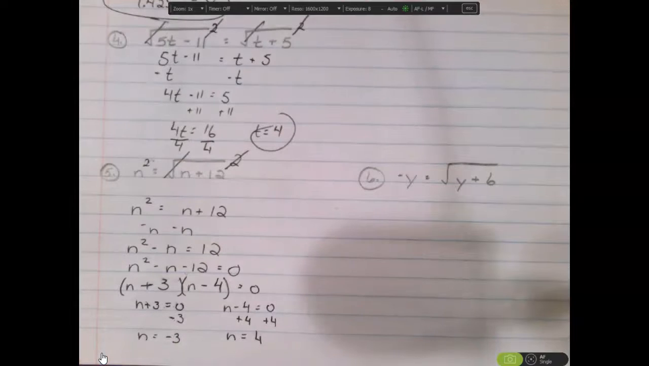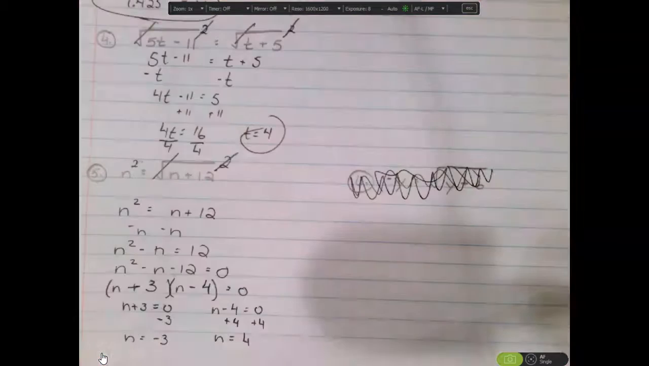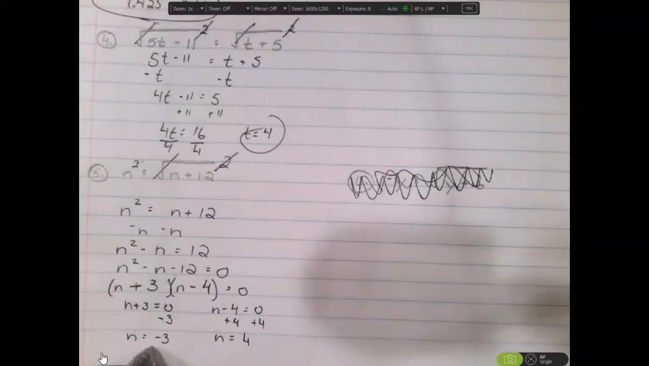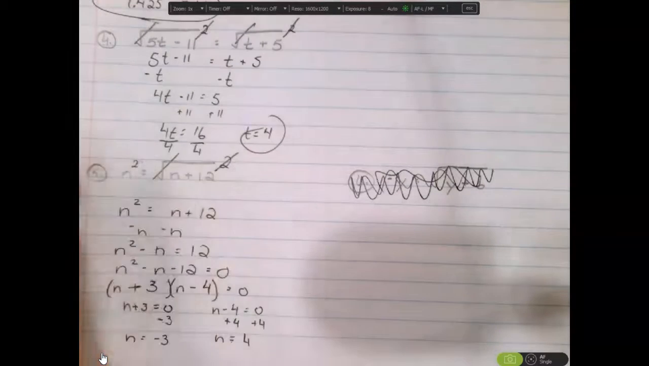So I need to figure out which one of these answers makes sense. I'm going to go ahead and scratch out number 6. We'll move that to the other page. So I want to figure out which one of these makes sense. And the way to do that is take what n equals, your 2 solutions that you found, and plug them back in. I'm going to plug them back into the original problem.